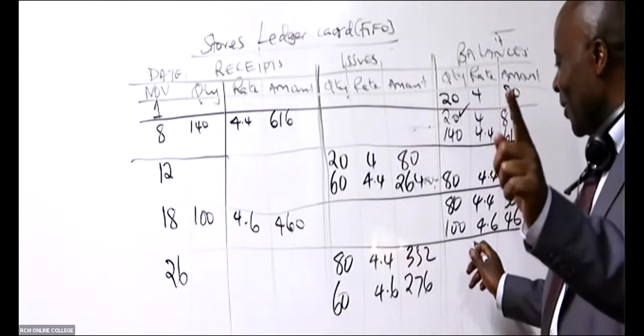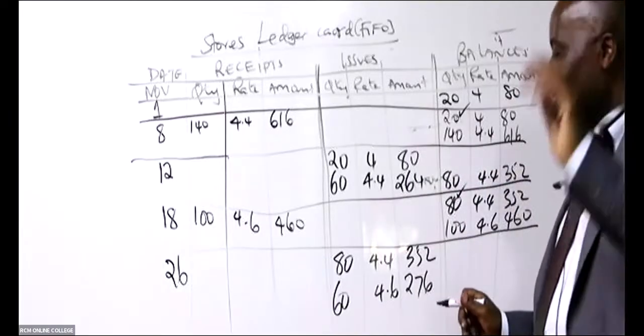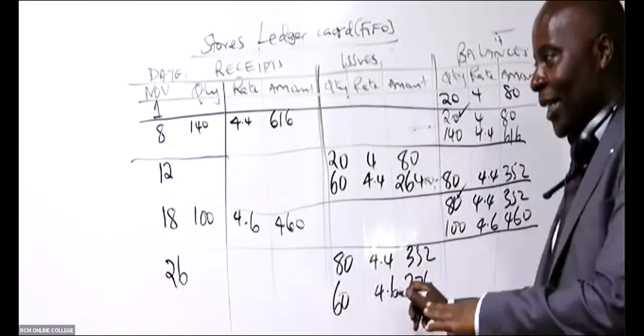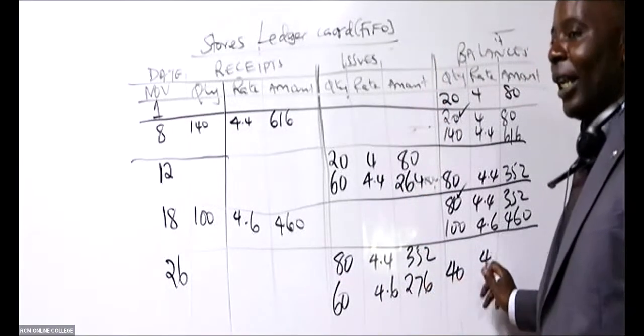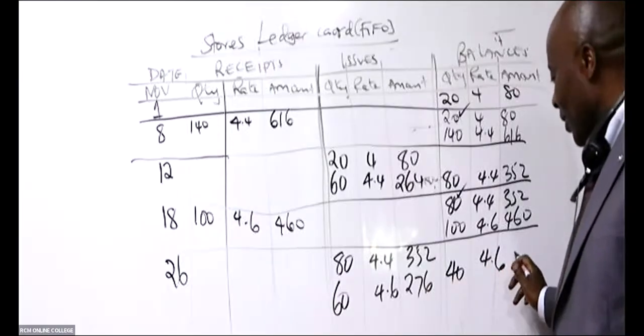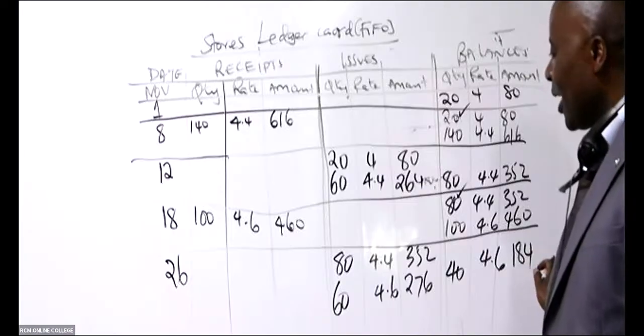Thank you so much. That gentleman asked a good question. So remember 80, we measure. So of the 100, how many have we issued? 60. So in this case here, we are left with how many? 40 at what here? At 4.6. Giving me how much here? 184. And that is it.